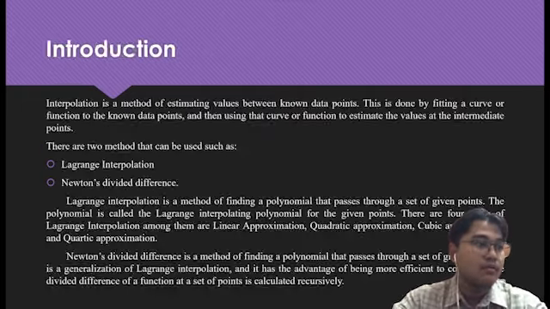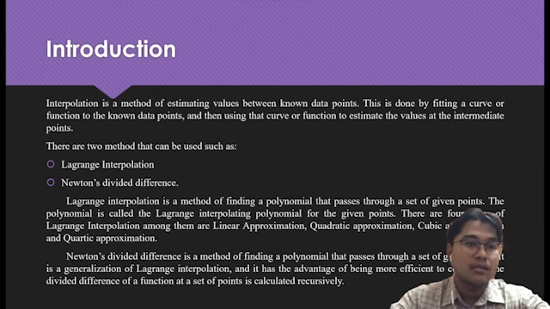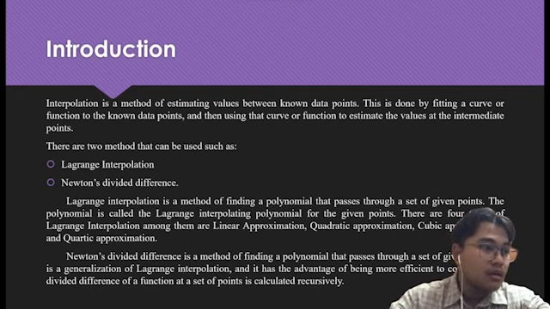For the introduction, interpolation is a method of estimating values between known data points. This is done by fitting a curve or function to the known data points, and then using the curve or function to estimate the values at the intermediate points. There are two methods that can be used, Lagrange interpolation and Newton's divided difference. Basically, Lagrange interpolation is a method of finding a polynomial that passes through a set of given points. The polynomial is called a Lagrange interpolating polynomial for the given points.